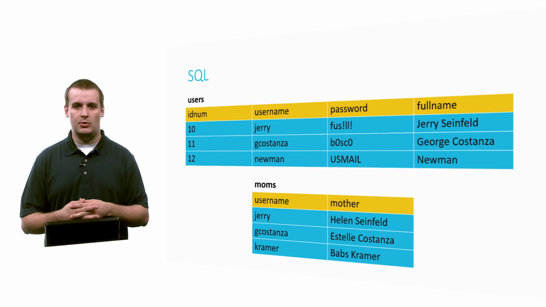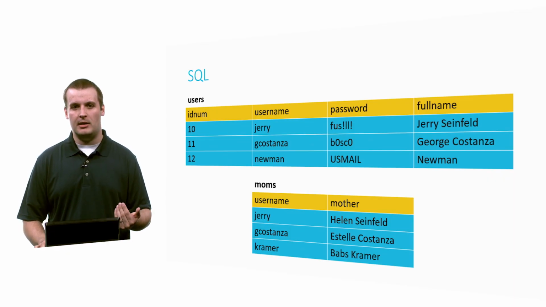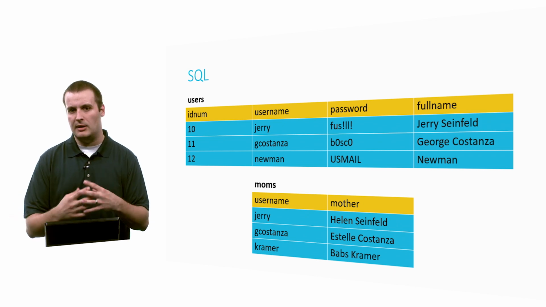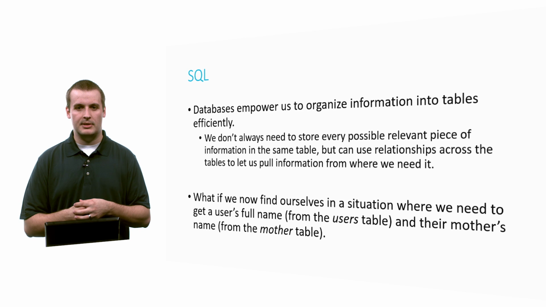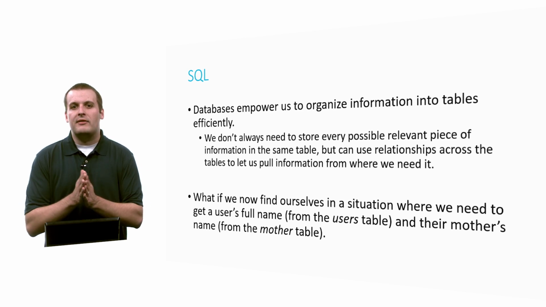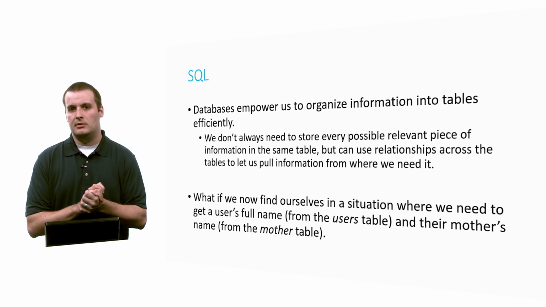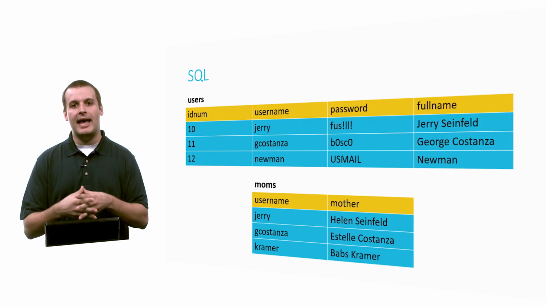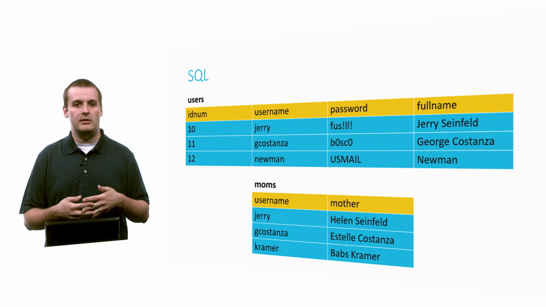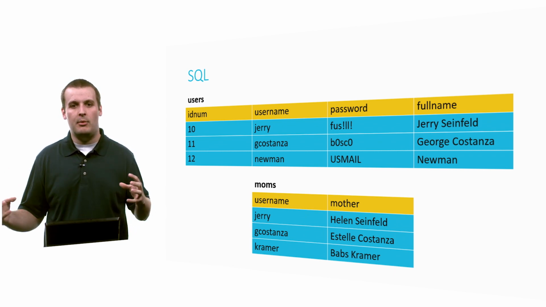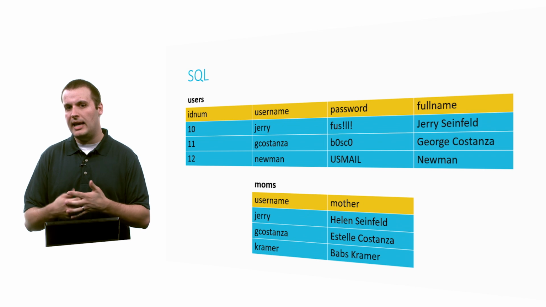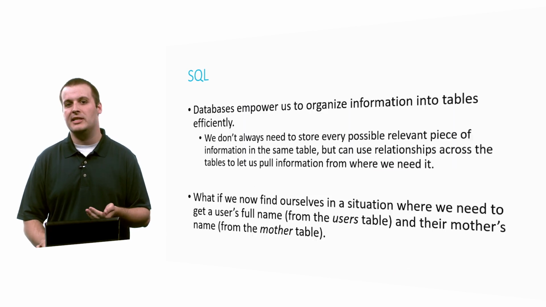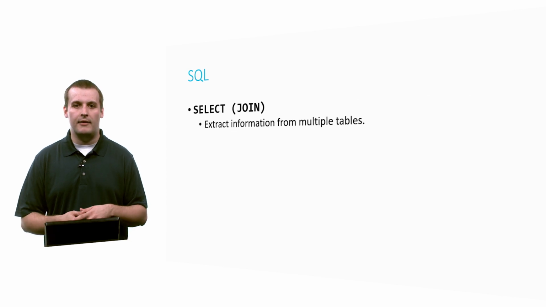So here we have these two tables, but there's a relationship between them, right? It seems like username might be something that exists in common between these two different tables. So what if we now have a situation where we want to get a user's full name from the users table and their mother's name from the mother table, right? We don't have a way to get that as it stands, right? There's no single table that contains both full name and mother's name. We don't have that option from what we've seen so far. And so we have to introduce the idea of a join.